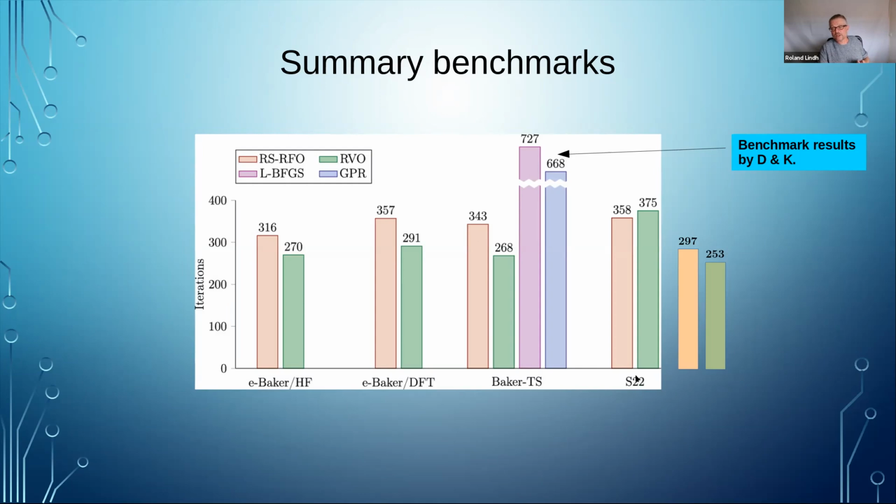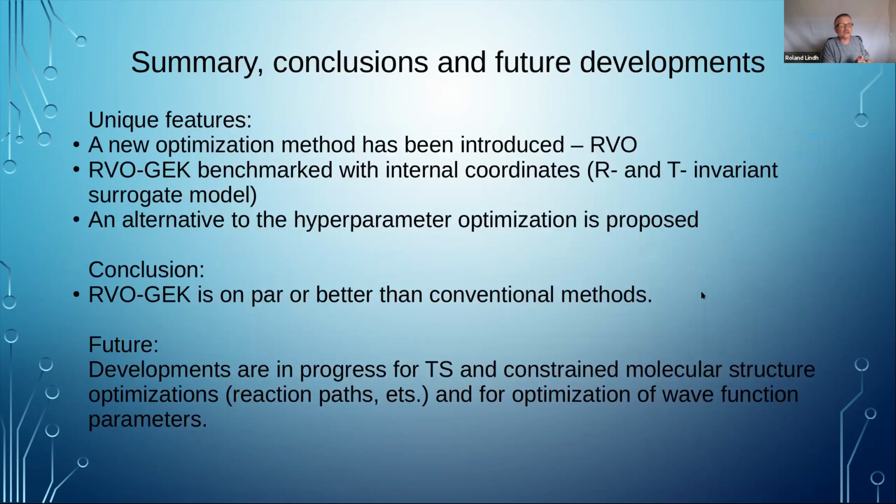For the S22 test suite, I'm showing you the raw numbers, but if we removed this complex 14, again, we would see that there's a clear advantage in using the new approach for optimization. So with that, let me come with a summary.